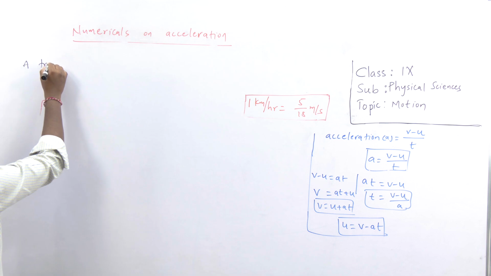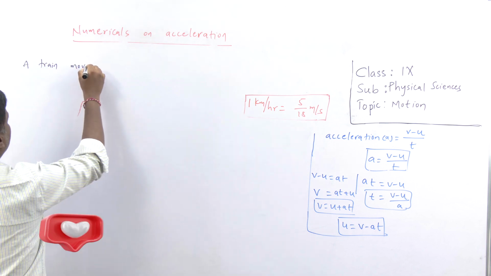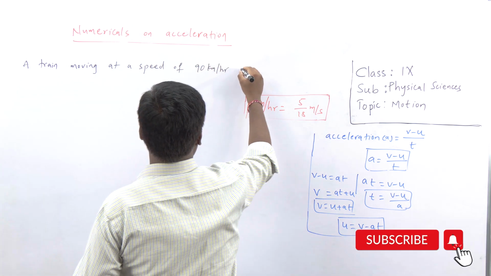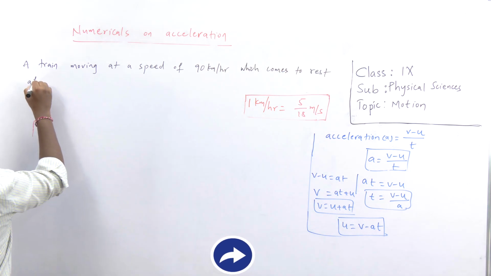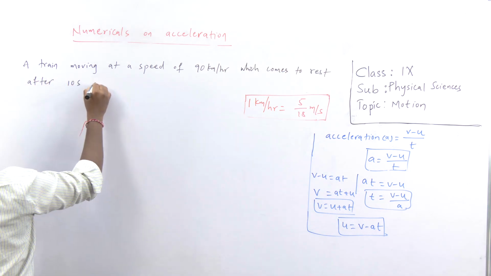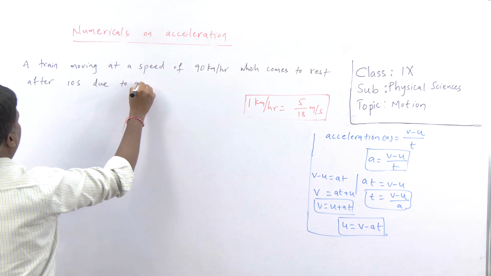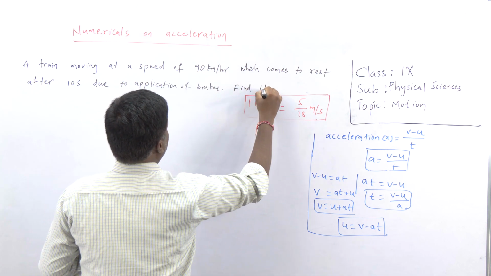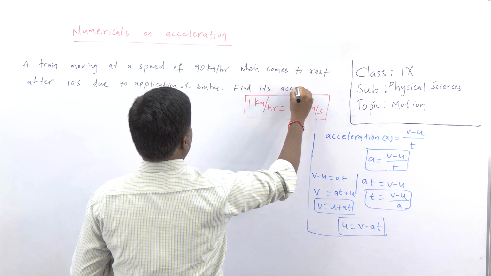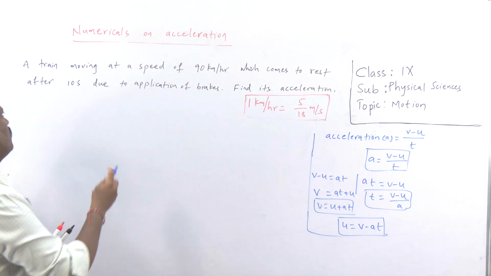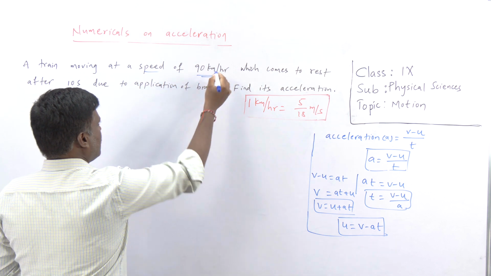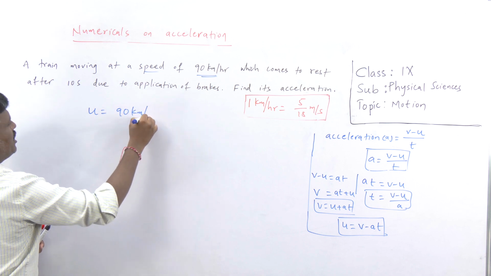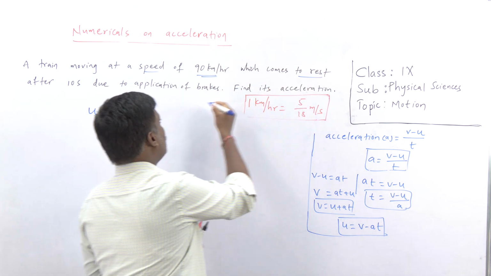Let's say a train moving at a speed of 90 km per hour comes to rest after 10 seconds due to application of brakes. Find its acceleration. Okay, so this is the problem we have. Initially, what is the speed of the train? It is moving with 90 km per hour. So the initial velocity is 90 km per hour.